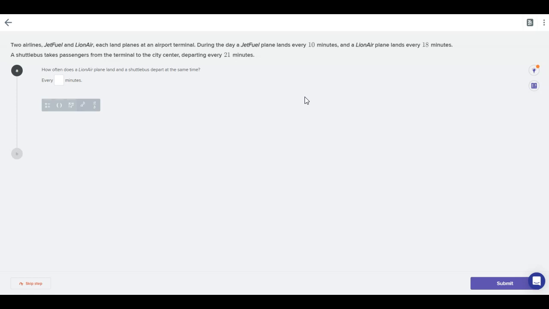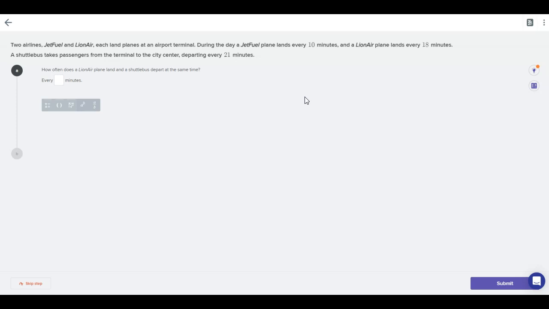So it says two airlines, Jet Fuel and Lion Air, again the names don't really matter, each land planes at an airport terminal. During the day, Jet Fuel planes land every 10 minutes and Lion Air planes land every 18 minutes. Now, a shuttle bus takes passengers from the terminal to the city centre, departing every 21 minutes. So we've got three things happening here: a Jet Fuel plane landing every 10 minutes, Lion Air every 18, and the shuttle bus every 21 minutes.